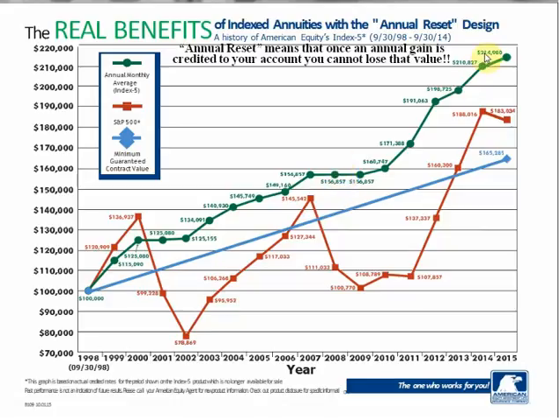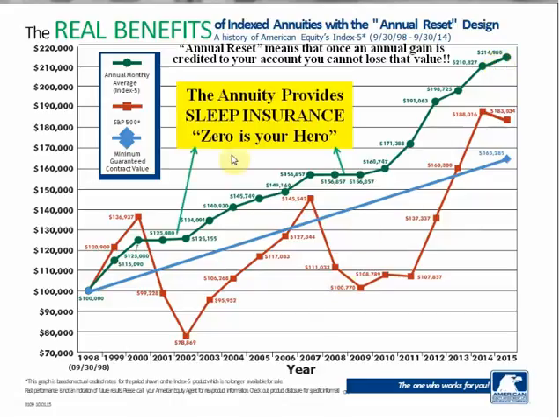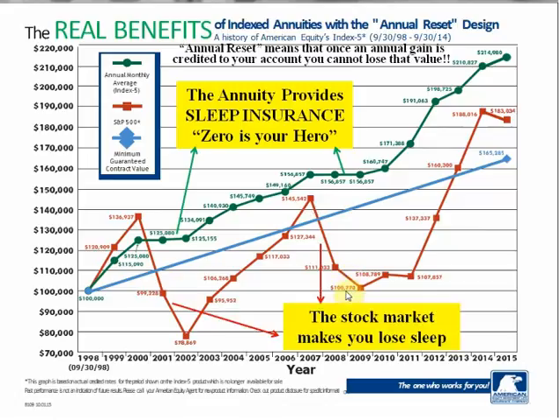So that's the basic annuity contract, which is why I say that the annuity provides sleep insurance, or zero is your hero, because you like getting a zero in these years when everybody else is losing money. And then the stock market makes you lose sleep because you have to suffer through these very catastrophic losses. And it's important to avoid the losses.